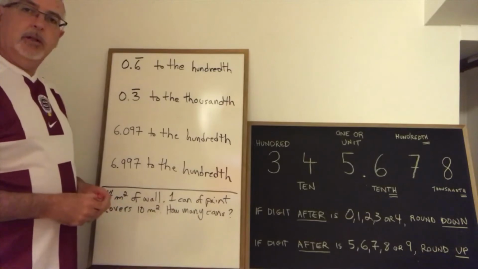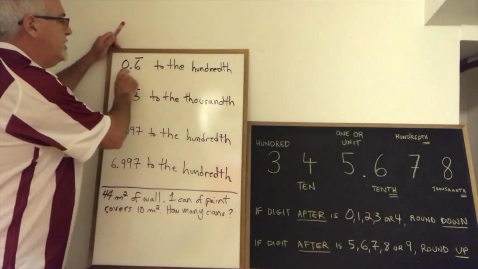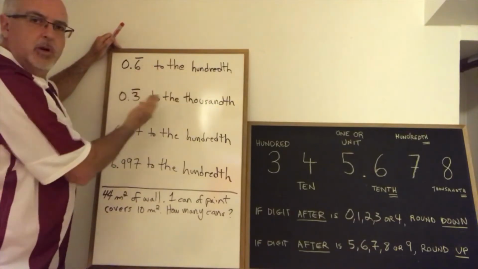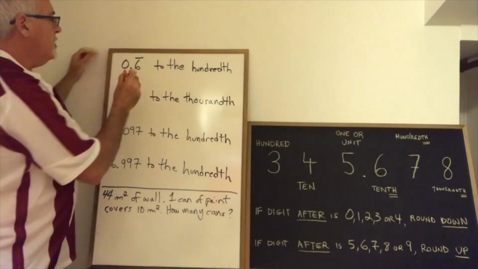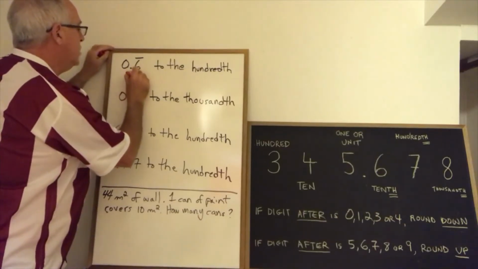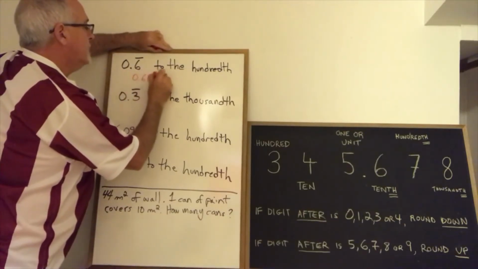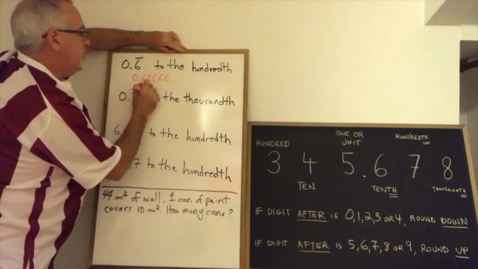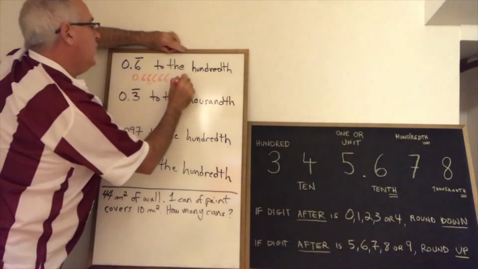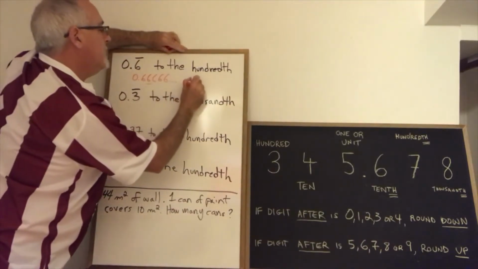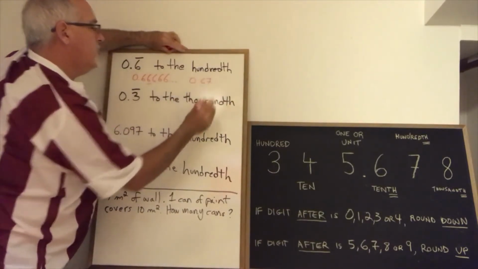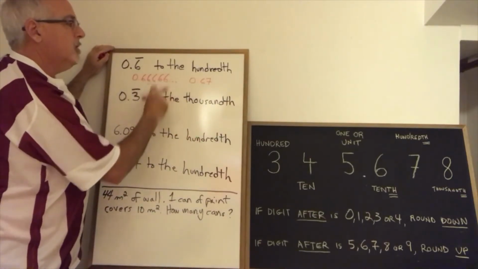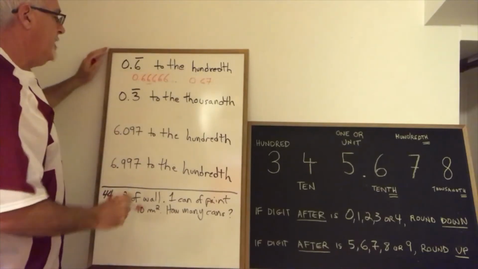Okay, so we have some more examples ready. Here we have 0.6 repeating, and we want it to the nearest hundredth. The hundredth isn't even showing in the way this number is written, but we know that 0.6 repeating means 0.66666, and it keeps going on. Now we can see the hundredth is here. So we will round to 0.67. We're using the same rules. The number after that 6 that's in the 100th position is a 6, so we round up, 0.67.